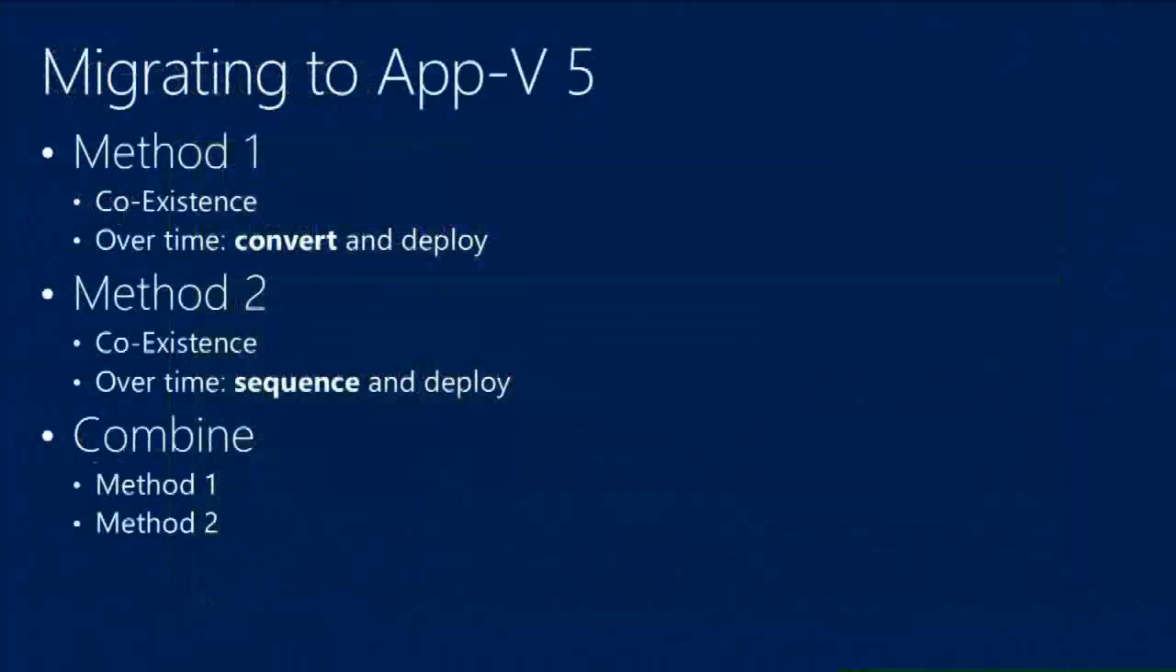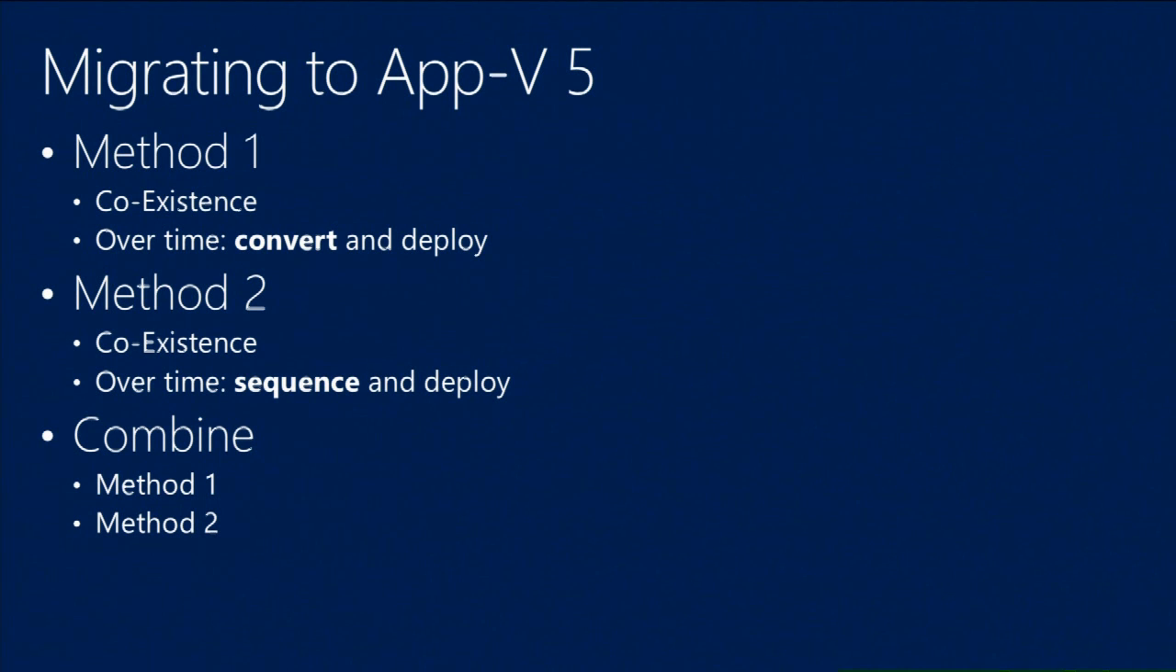In terms of migrating to AppV5, there are two ways that we've seen customers be successful. Method 1 uses coexistence. Actually, they both use coexistence. Method 1 is to convert the applications and deploy them one at a time as they convert them. Method 2 is to actually resequence the applications with the 5.0 sequencer.